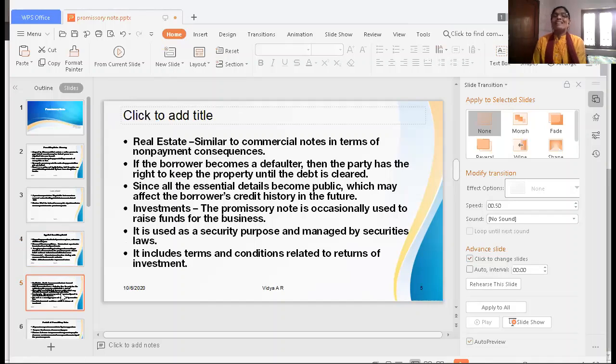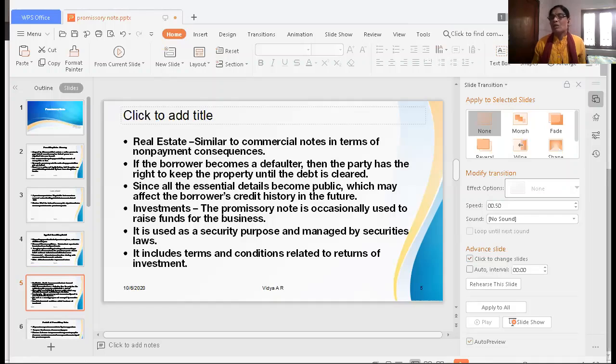And then comes real estate. It's similar to commercial notes in terms of non-payment consequences. When it is related to real estate also, that means when you are going to buy some kind of land, you are assuring a payment through this promissory note. And this is also similar to the commercial notes. So in the personal note, in the commercial note, and in the real estate note also, the format is the same. Only the content is different.